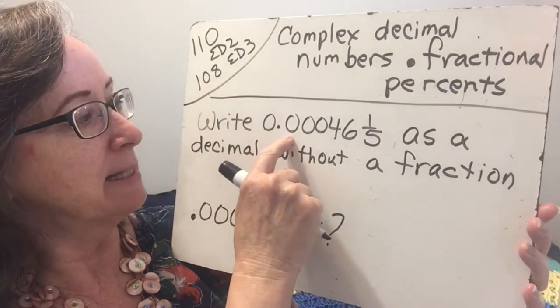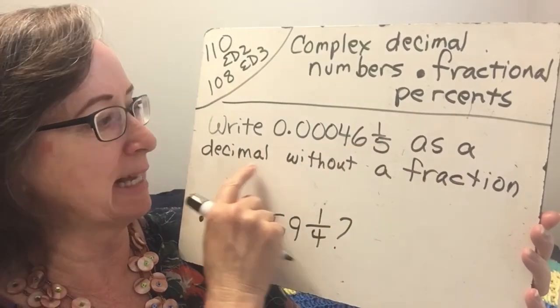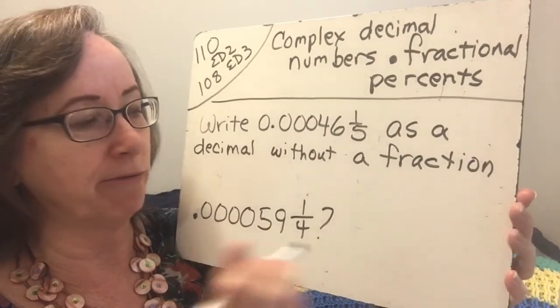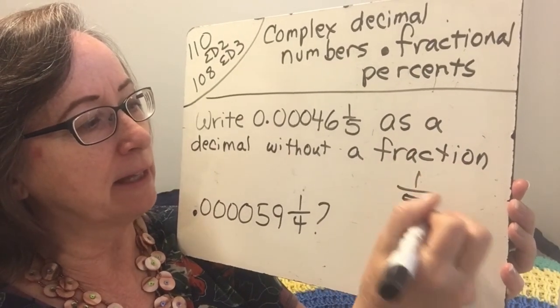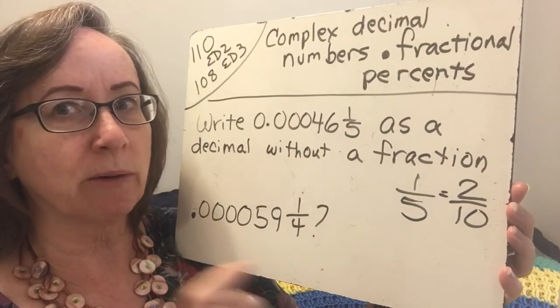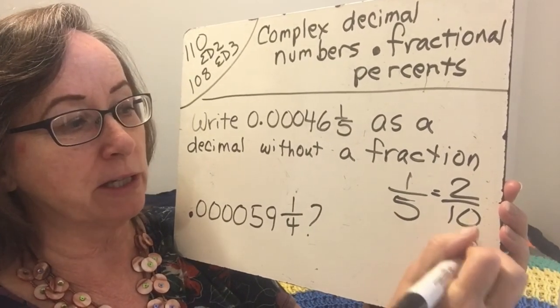Write 0.00046 and a fifth as a decimal without a fraction. So first, let's look at that 1/5. 1/5 is equal to 2/10. So if we were going to express 1/5 as a decimal, we would use 0.2.